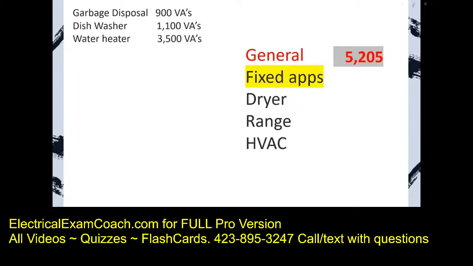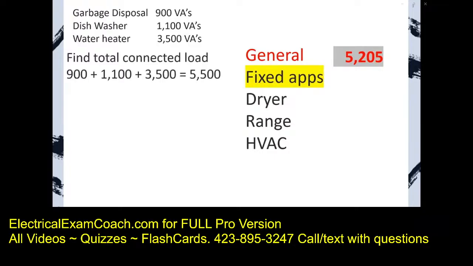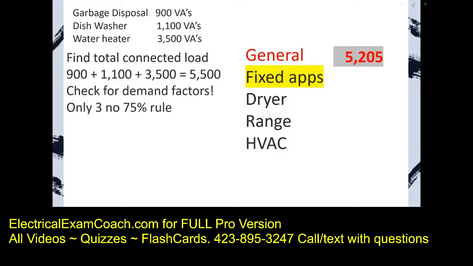Let's get to it. Now let's do our fixed appliances. We have a garbage disposal, dishwasher, and water heater. Find the total connected load. We total them all up and it equals 5,500. Now we check for demand factors. There are only 3 appliances, so the 4 or more 75% rule does not apply, and we write down 5,500.